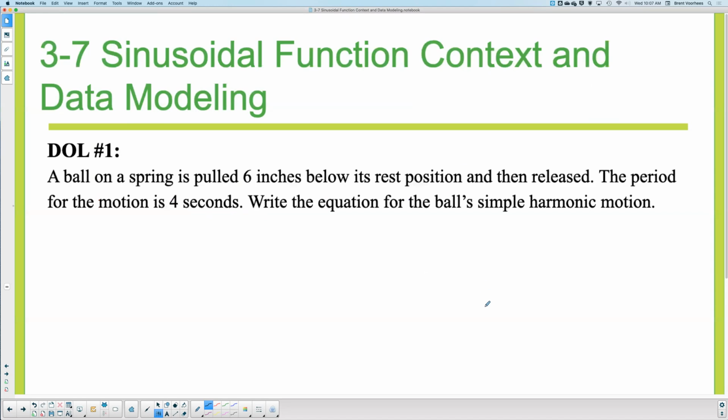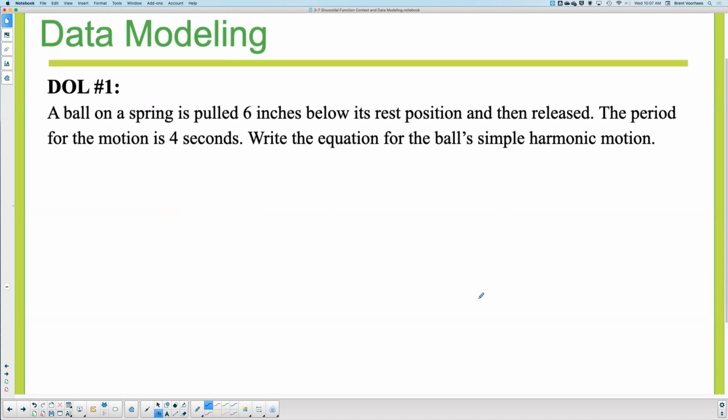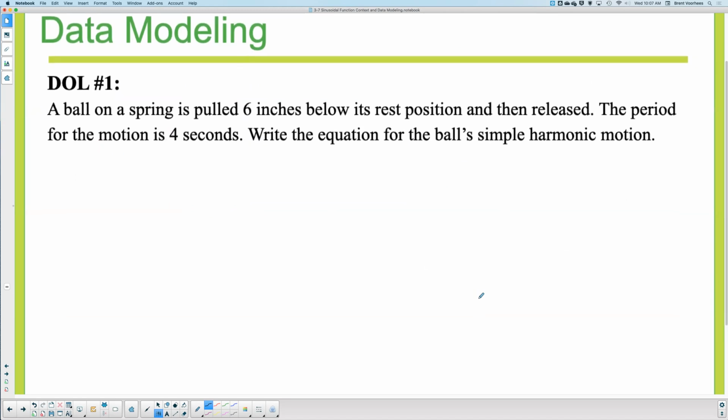It's DOL time. Here we go. A ball on a spring is pulled 6 inches below its rest position, then released. The period for the motion is 4 seconds. Write an equation for the ball's simple harmonic motion. DOL number 1.